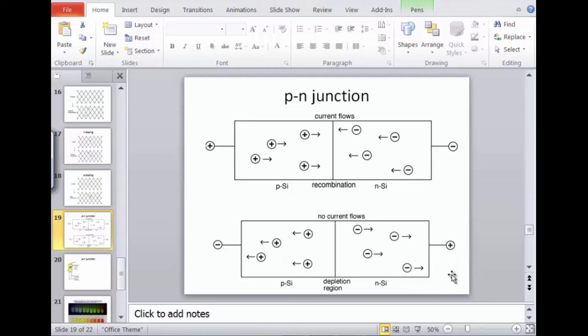And then you can stop current flow by applying an opposite potential. If this were just a wire, you couldn't shut off the current flow by just reversing the potential. But if it's a semiconductor, when you reverse the potential, the electrons move this way, the positive poles move that way, but nothing happens here, and you stop the current flow. So that's why these p-n junctions are really useful.